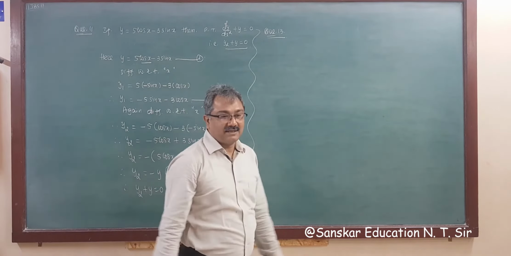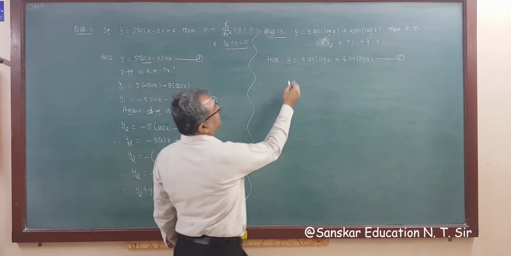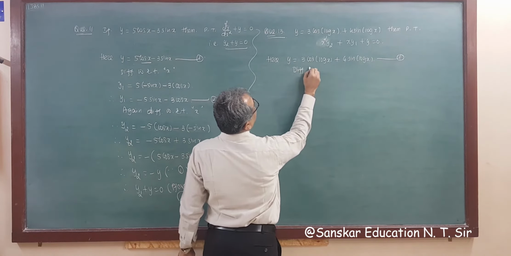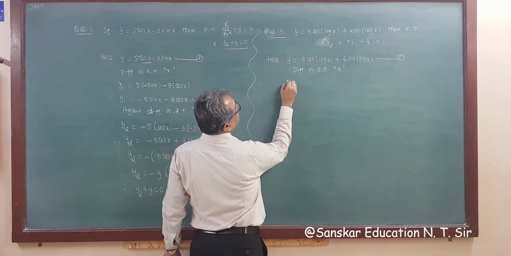Plus y is equal to 0, right? So we have to prove this thing. Starting with this, here y is equal to 3 times cos log x plus 4 times sin log x. No need to simplify, so say this is result number 1. Now differentiating with respect to x, derivative of y is y1.